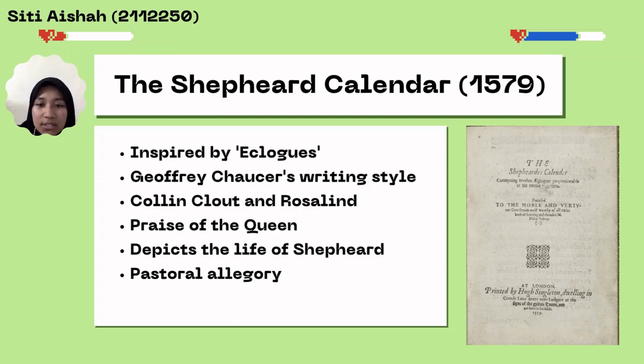And then the summer season contains a discourse on Puritan theology, and during the month of October, it contains a discussion on the life of the shepherd during various seasons. However, the main character, Colin Clout, only appears in the months of June and December.